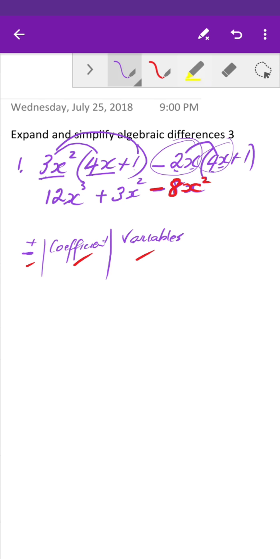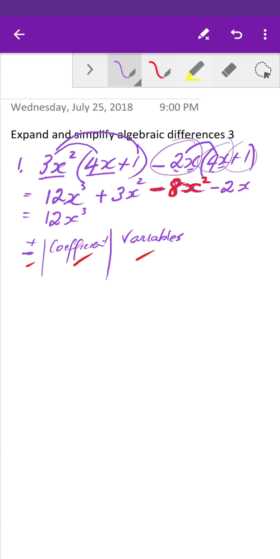And finally, a negative times a positive is a negative, because it's plus 1. 2 times 1 is 2, and the variables are simply, there's an x here, but there's no variables over here. So negative 2x times 1 is negative 2x. We finish by adding like terms, and we've got a positive 12x cubed.